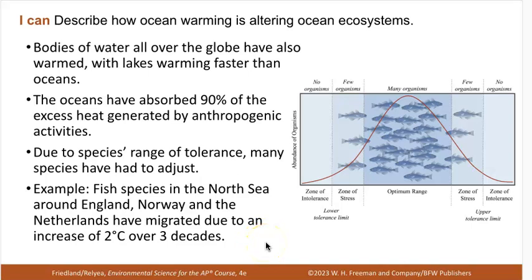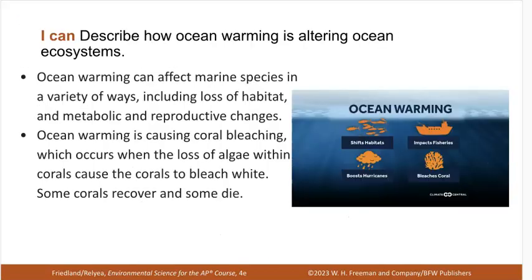Here's an example. Fish species in the North Sea around England, Norway, and the Netherlands have migrated due to an increase of just 2 degrees Celsius over 3 decades. So they're living in different places. So ocean warming can affect in a variety of ways, including loss of habitat, metabolic, which is how your body processes, like how your body works in terms of digestion and breathing and things, and then reproductive changes as well.